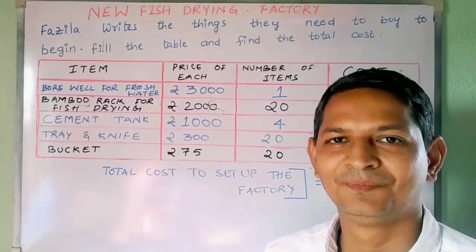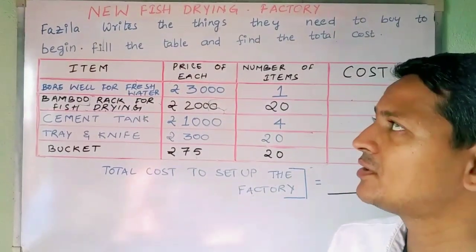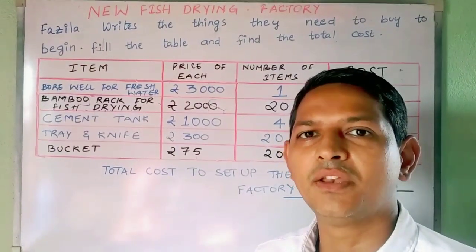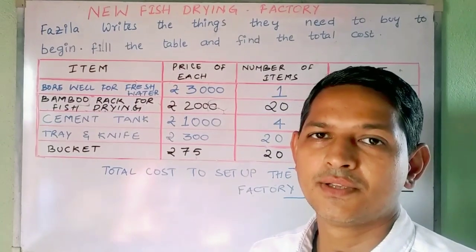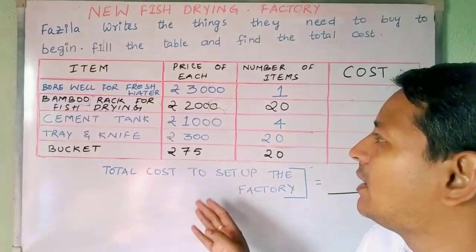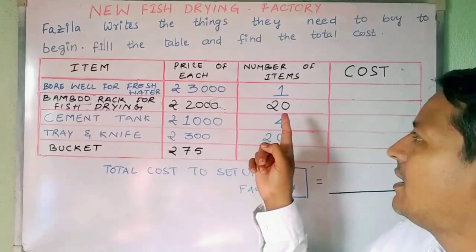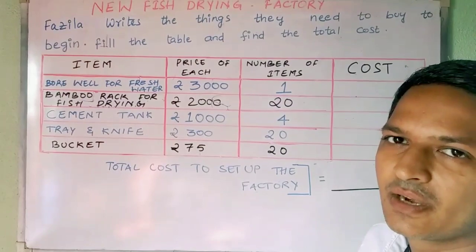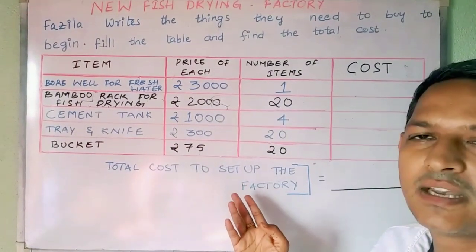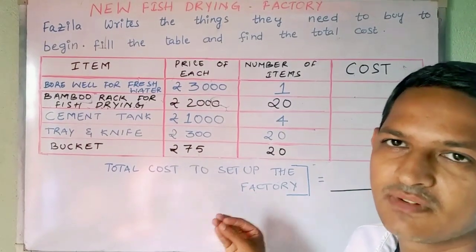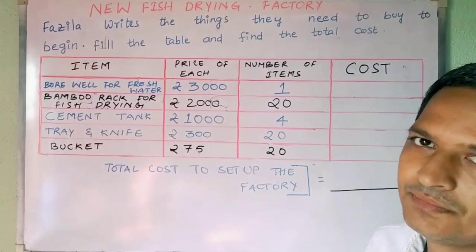Hi children, in this video let us see that Fazila and her team want to set up a new fish drying factory. So they have listed some items which they require, the price of each item, and the number of items is also given here. Here it is asked to find out how much is the total cost for setting up a fish drying factory.